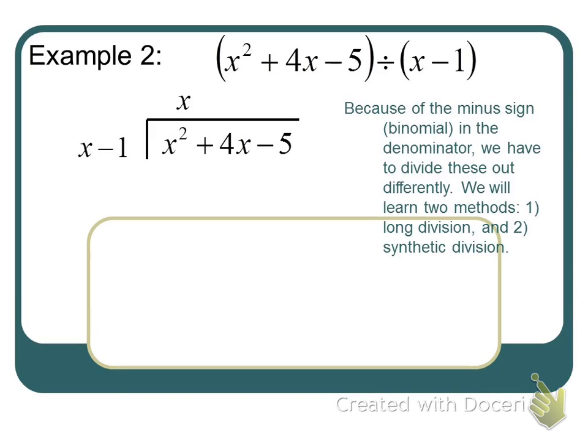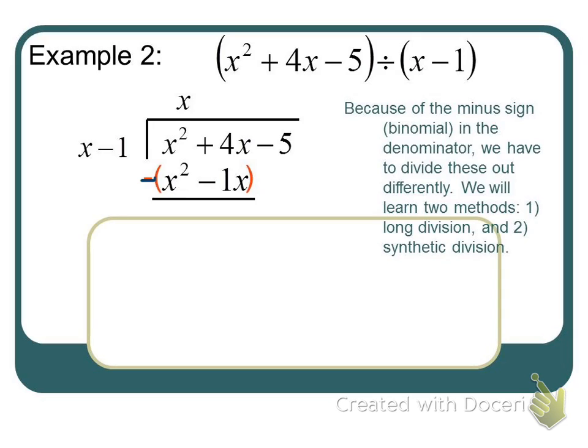Next step in the long division process is to multiply. x times x minus 1, and that'll give us what? x squared minus 1x. And then the next step in the long division process is to subtract. Now subtraction is going to change the signs. So that's going to become negative x squared and positive 1x. That's what the subtraction does. Subtraction changes the signs of our polynomial expressions.